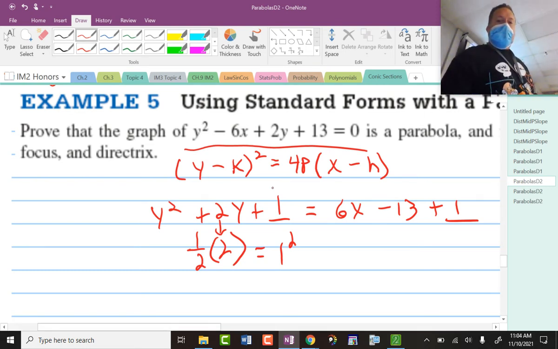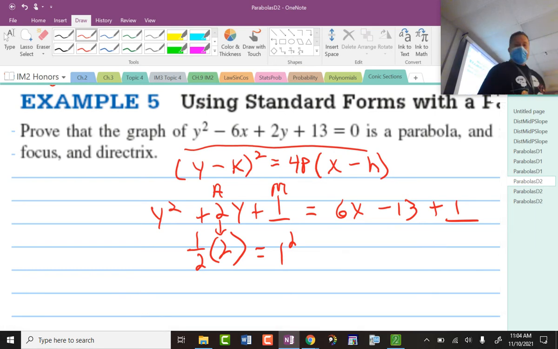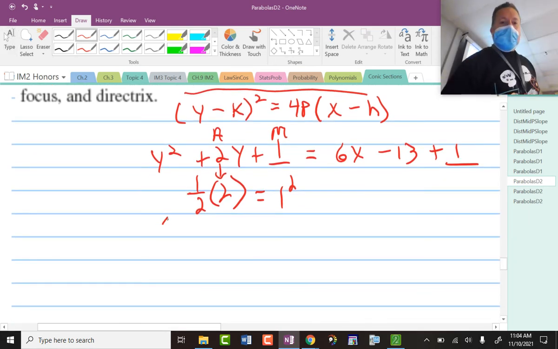Now, I'll tell you why this actually works. Because you know what you got to do with this now is factor this. What multiplies to 1 and then those same two numbers add to be 2? What are those two numbers? 1 and 1. So guess what this side factors to become? Y plus 1 times y plus 1.